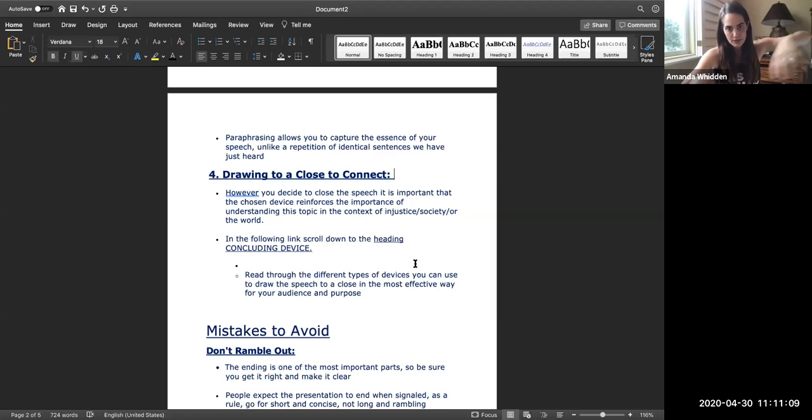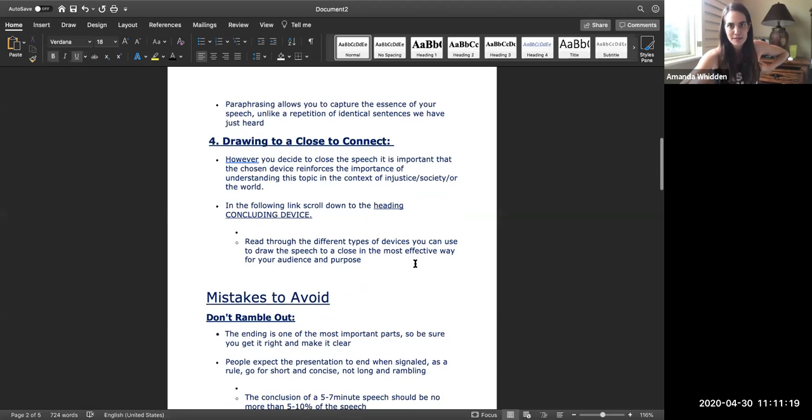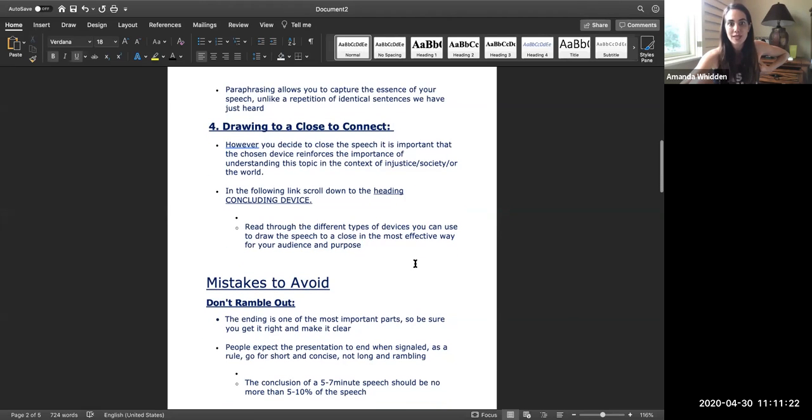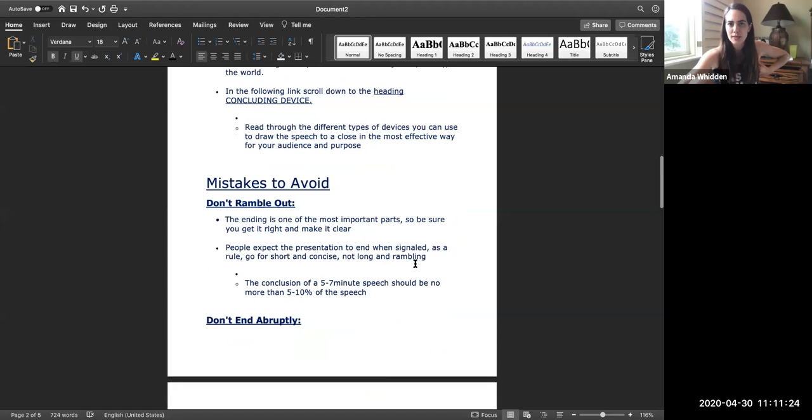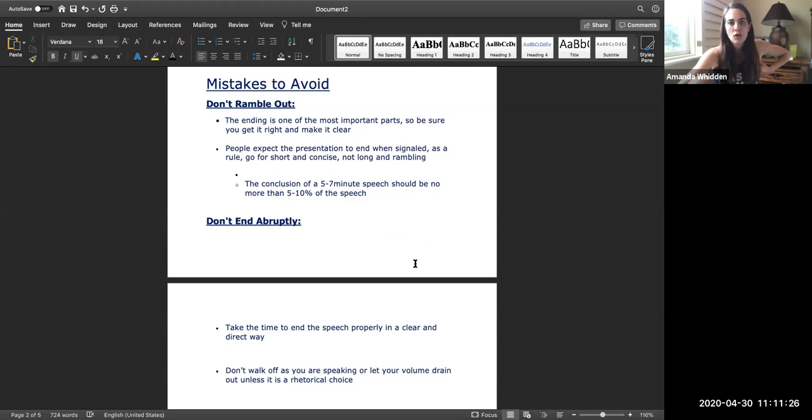Read through the different types of devices. You can, of course, look at these different devices within the reading as well. But when I go on to these mistakes to avoid, I think it's going to help you to understand what devices we're looking at. So the first thing that I want you to avoid, or try to make this, by not doing these specific things, you will more than likely create an effective conclusion.